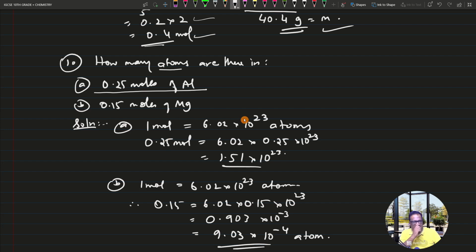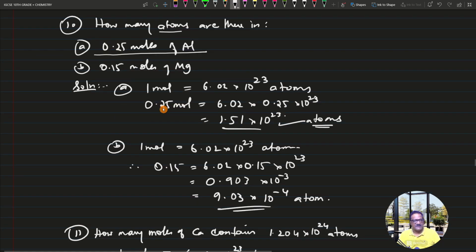So it will be 0.25 into 6.02 into 10 raised to 23 times 1. So the answer will be 6.02 into 10 raised to 23 into 0.25, which works out to 1.51 into 10 raised to 23. Now here you won't have any units because this is the number of atoms. So you'll write atoms. Same way, B part is in 0.15 mole of magnesium, how many atoms will be there?